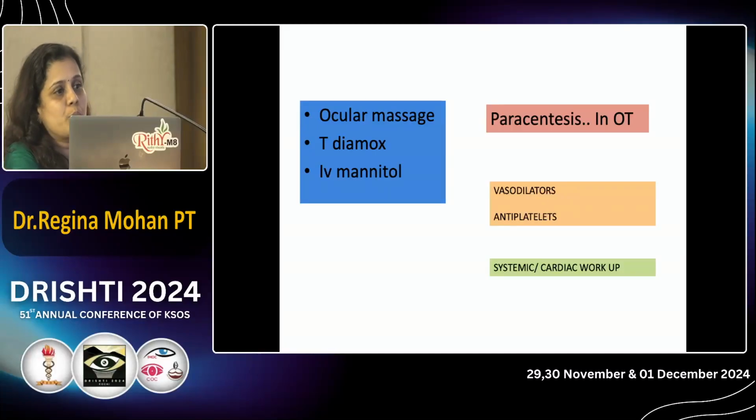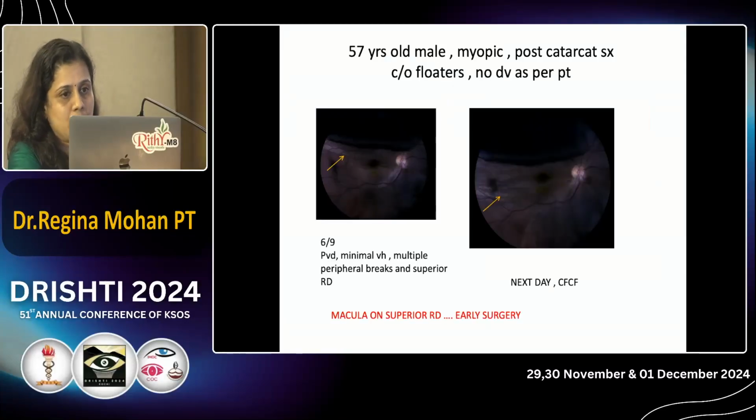And after this, you should prescribe some vasodilators and antiplatelets and take your time to describe to the patient about the guarded visual prognosis and ask for a detailed systemic and cardiac workup.